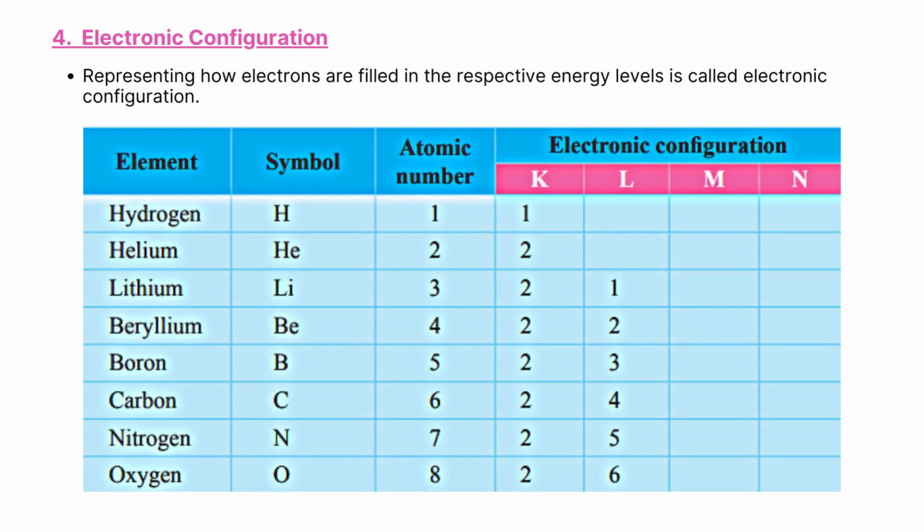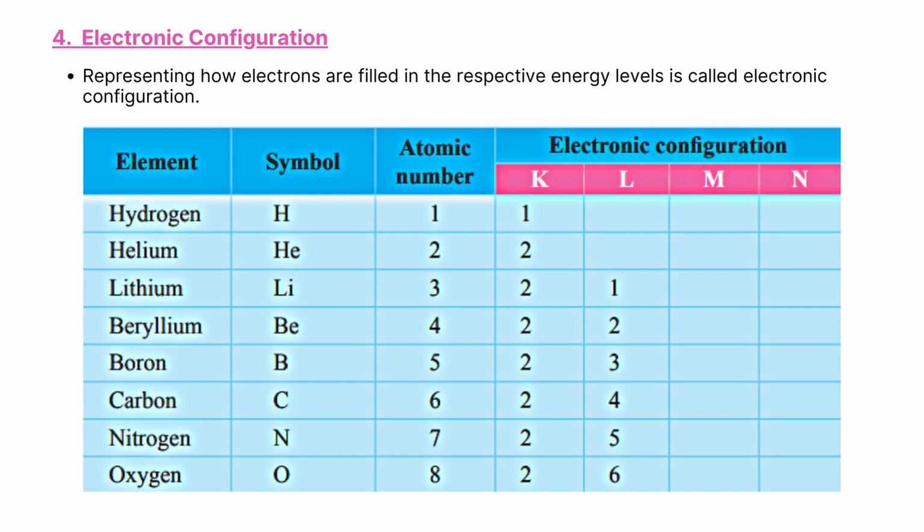Beryllium, Be, atomic number 4. So the first shell will have 2 electrons. The second shell will have 2 electrons. Then we have boron, atomic number 5. First shell 2 electrons and the second shell has 3 electrons. Now you can see when the atomic number increases, the number of electrons in the second shell is increasing 1 by 1. So next is carbon, atomic number 6. So the first shell will have 2 electrons. The second shell will have 4 electrons.